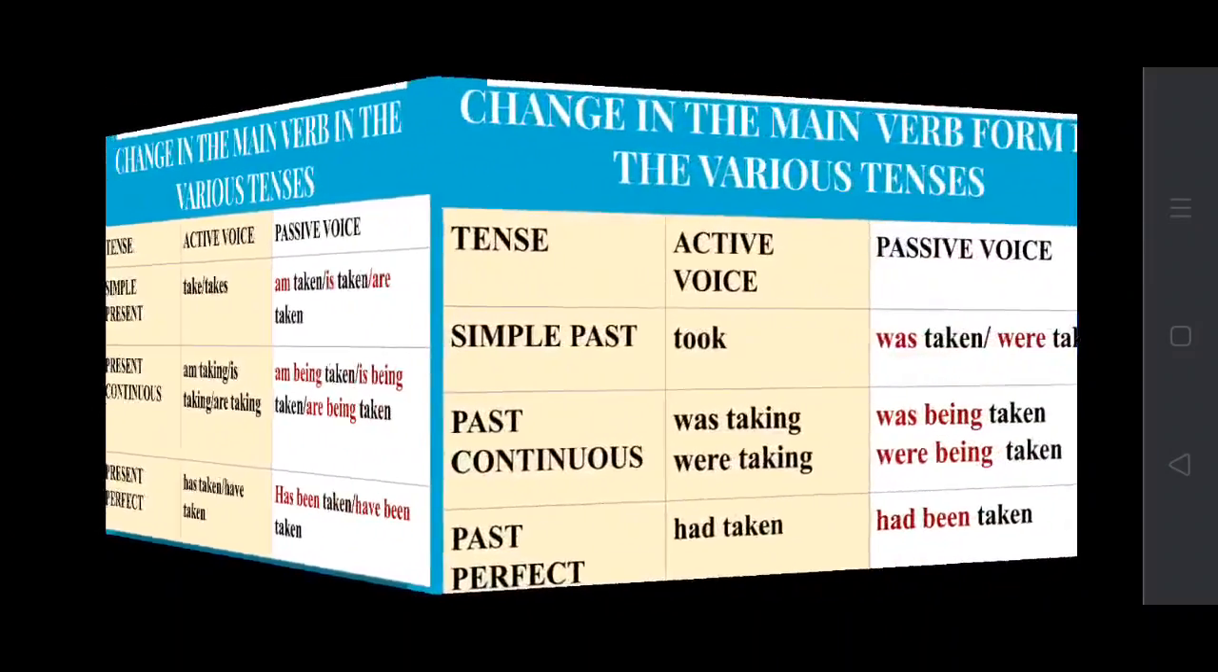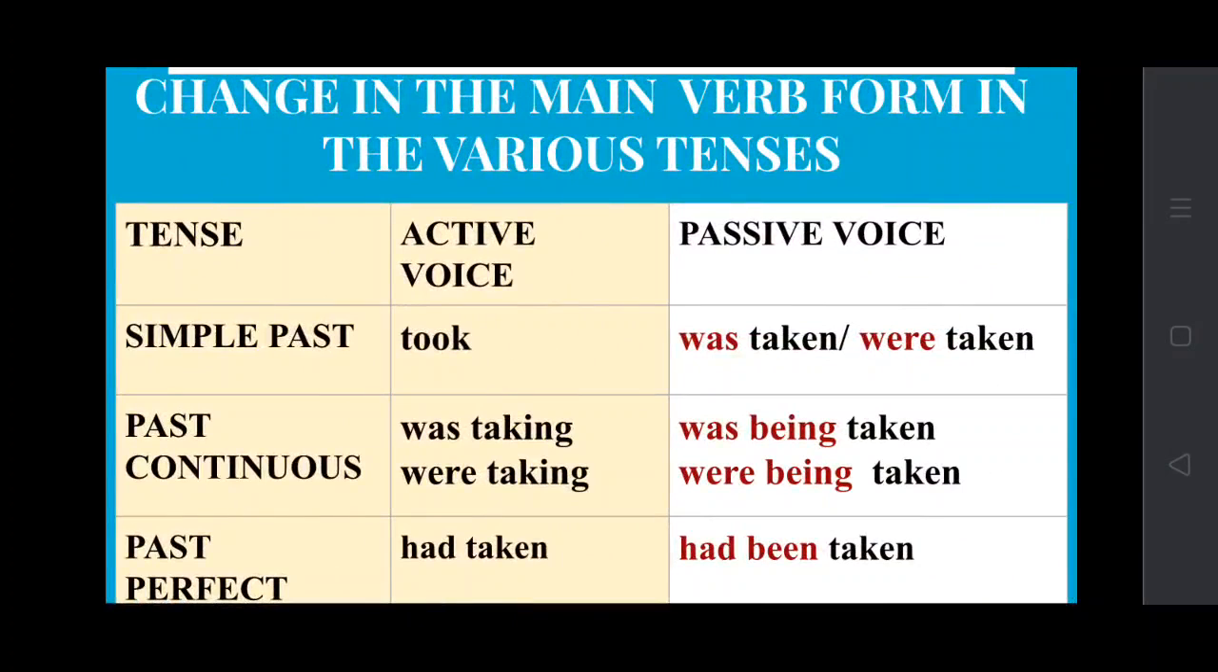Next, simple past tense. The second form of the verb, that is took, will change to was taken or were taken. So was or were is used with the third form of the verb. Past continuous, we use was taking or were taking in the active voice. So it will be changed as was being taken or were being taken. So here we use was or were plus being plus the third form.